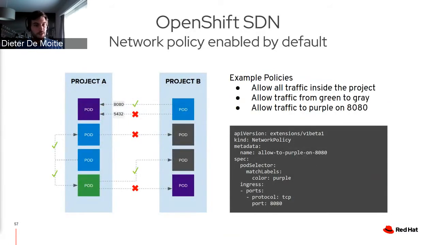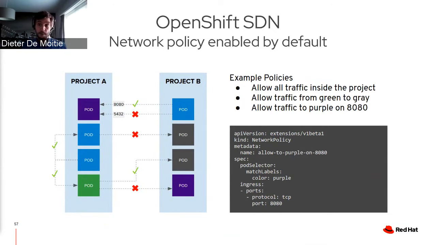With OpenShift SDN and OVN Kubernetes, there is support for network policies. By default, within a project, all the pods can talk to each other, pods and services. But you can very granularly define, up to layer 4, so protocol and port, which kinds of traffic are possible or not.